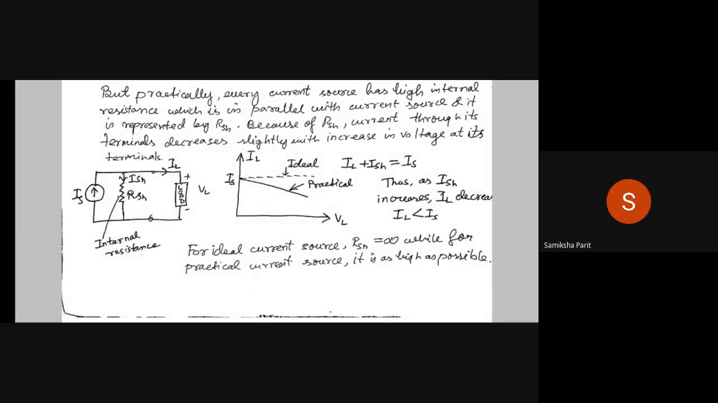For the ideal case, it was a straight line, but practically, due to the presence of RSH, the resistance, it is decreasing. So, as ISH increases, IL decreases. So, for an ideal current source, just the last two lines you see, RSH is equal to infinite, while for a practical current source it is as high as possible.